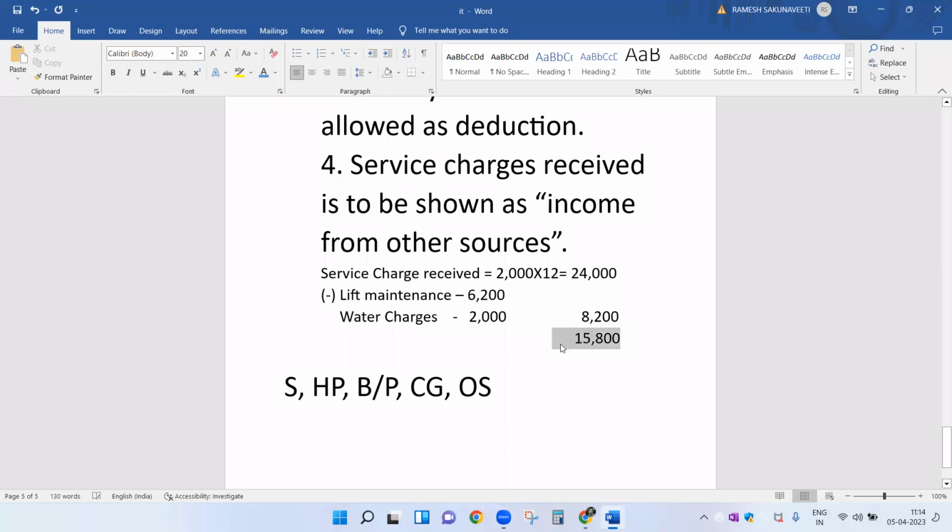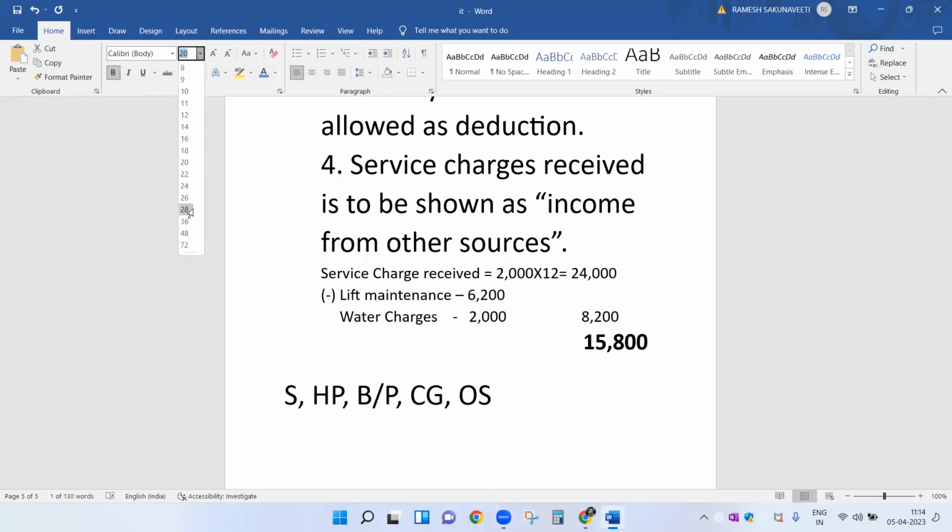So this 15,800 has to be shown under income from other sources. Please remember, this 15,800 we show here. So that is how I mentioned it. Okay, please note down that one also.